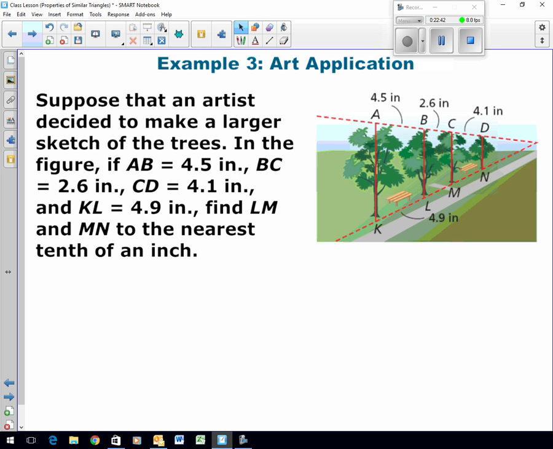Suppose that an artist decides to make a larger sketch of the trees. Okay? In the figure, if AB is 4.5, B to C is 2.6, and C to D is 4.1, K to L is 4.9, what would L to M be? Then what would M to N be?